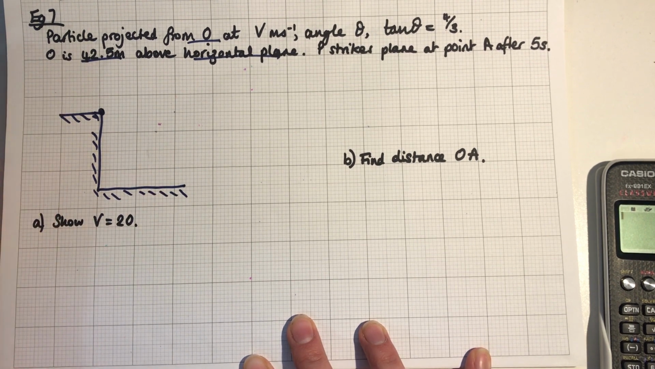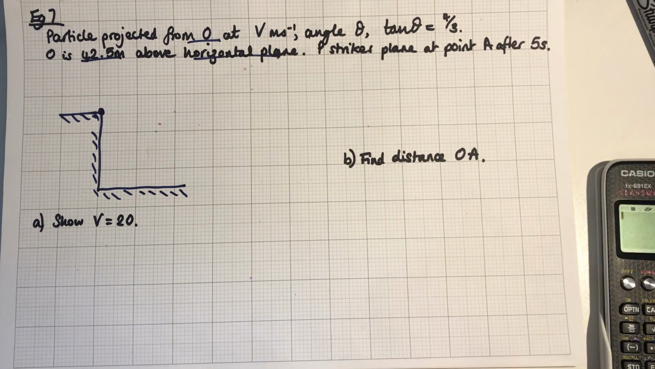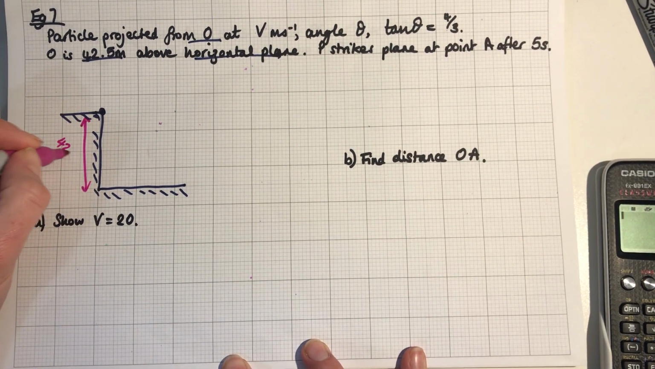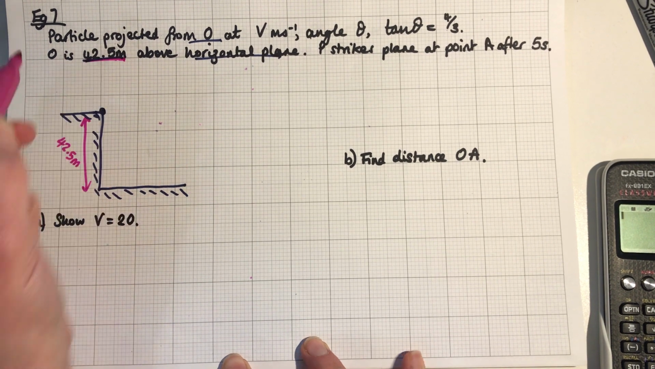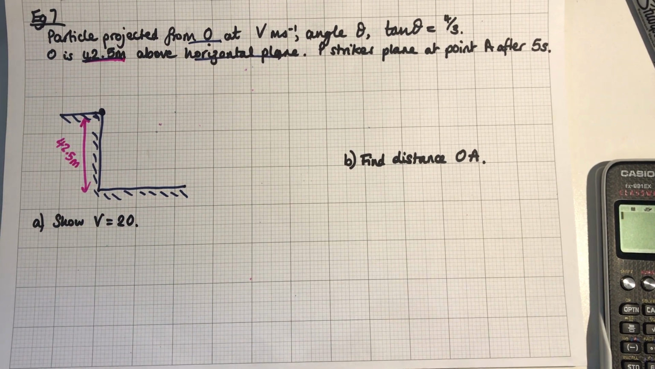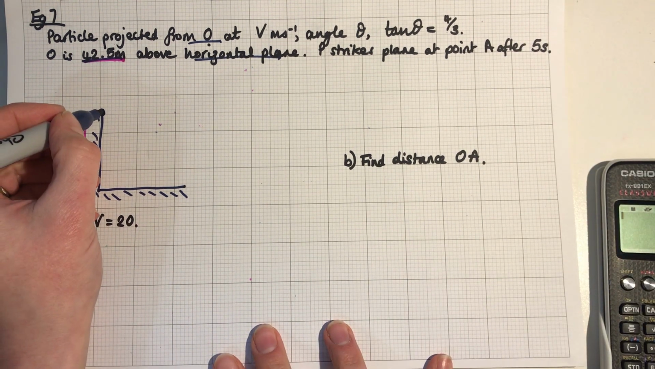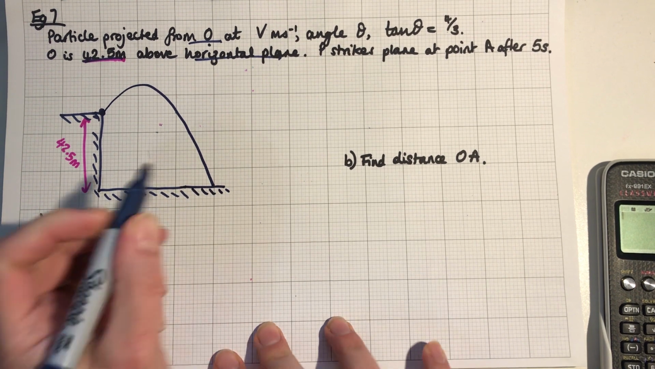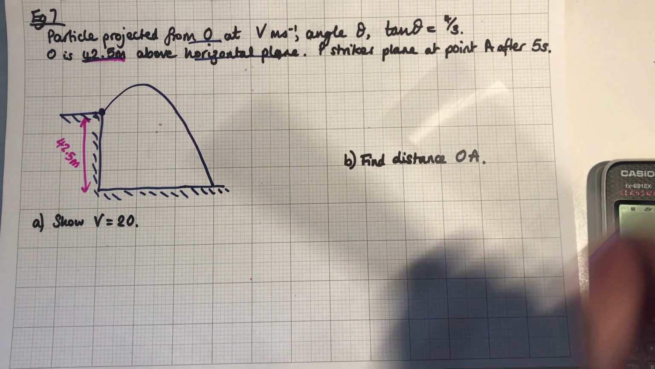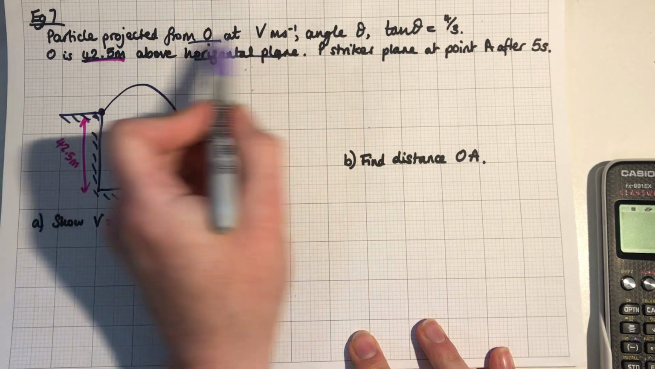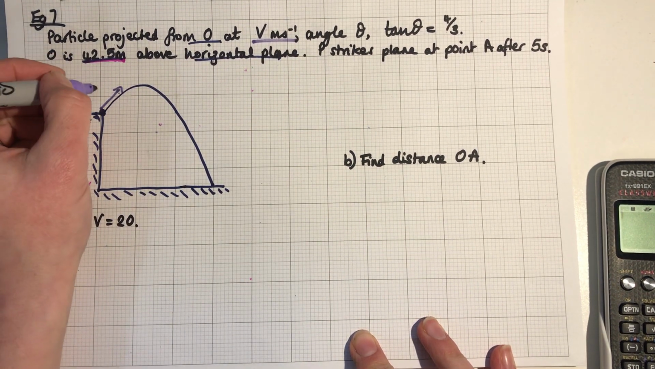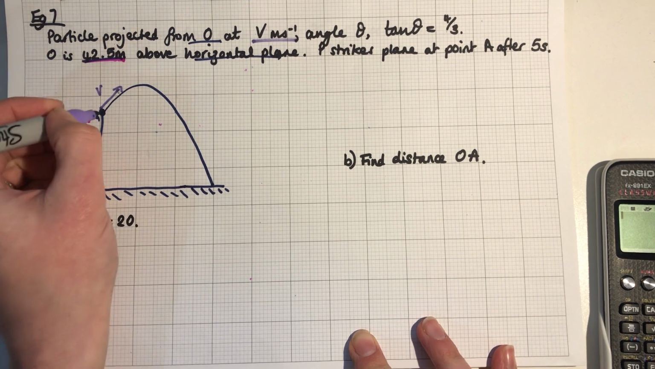Here we go. I'm going to mark on the distances. What we're told, that's 42.5 metres, so that's that bit. Let's draw my projectile, something like that. Now, it's projected at v metres per second. They like to confuse their v's and their u's. So v metres per second at an angle alpha.